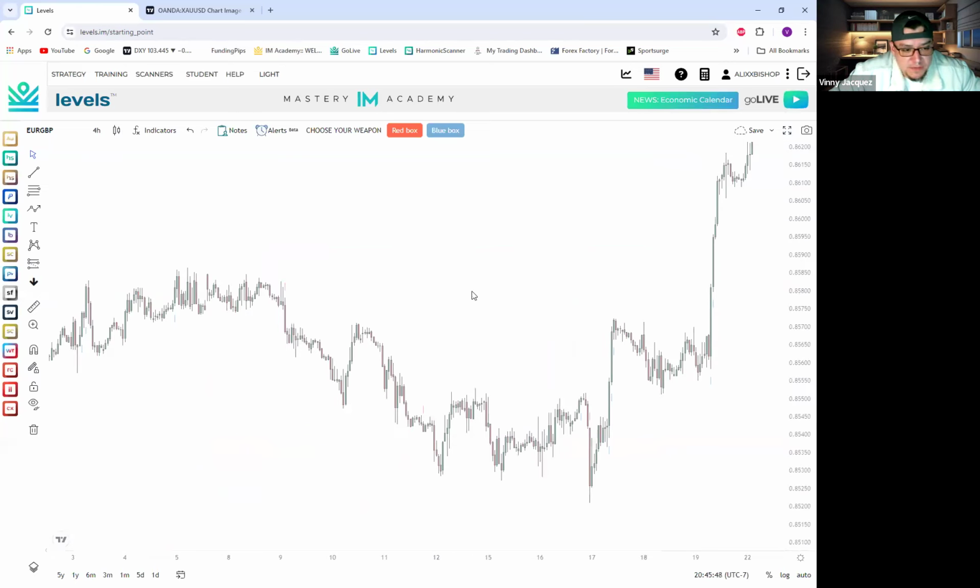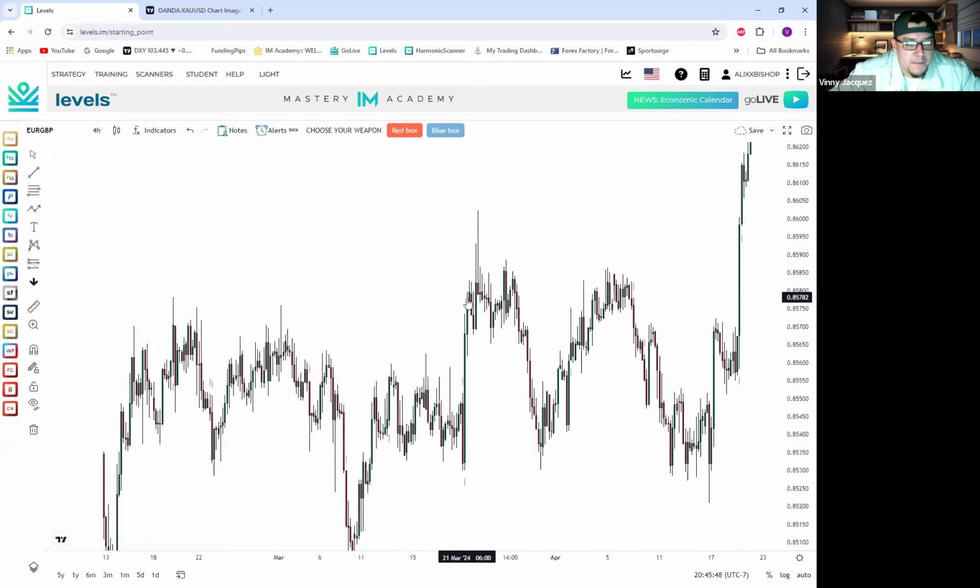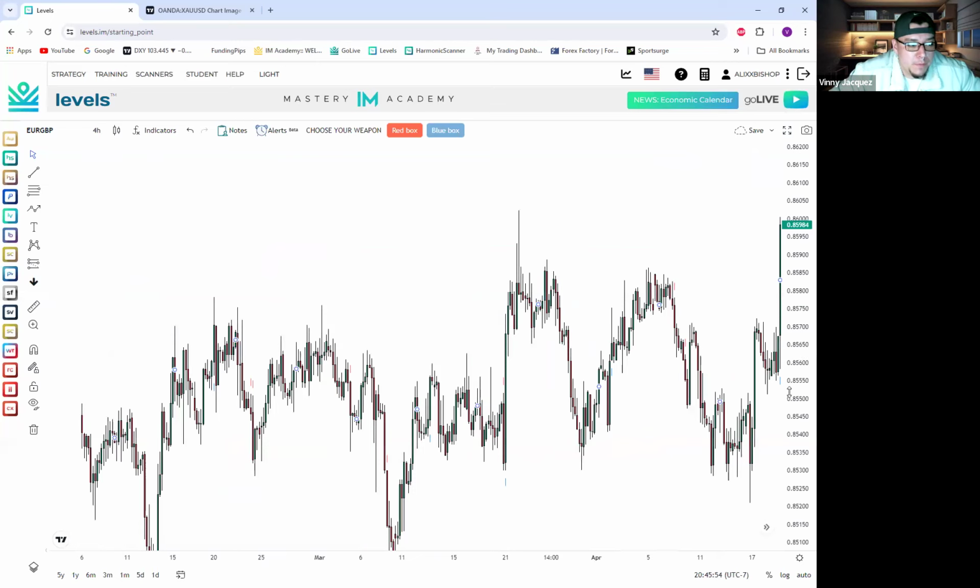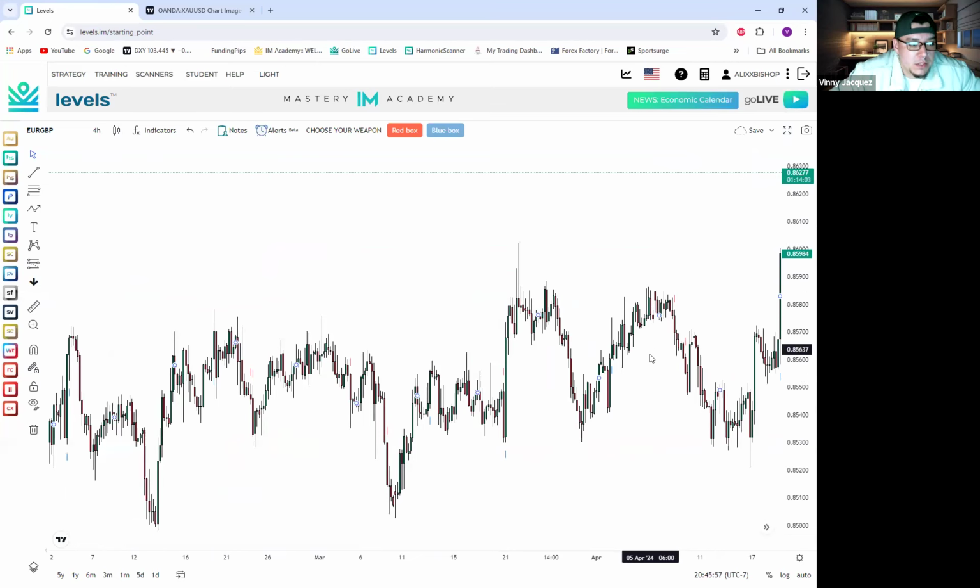I don't even really trade this like that. On the funded account, it has one of the lowest spreads. So I was like, you know what, I'm going to start looking at it. This is lagging.